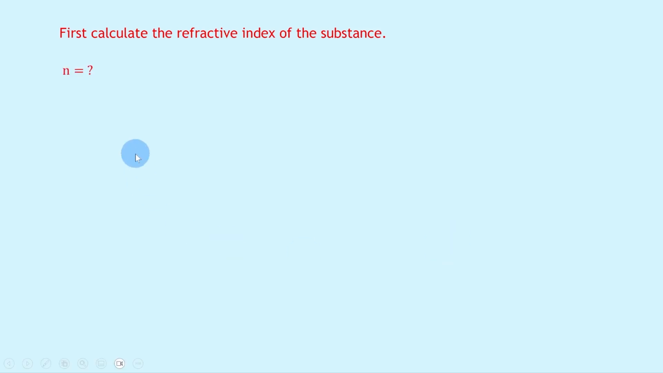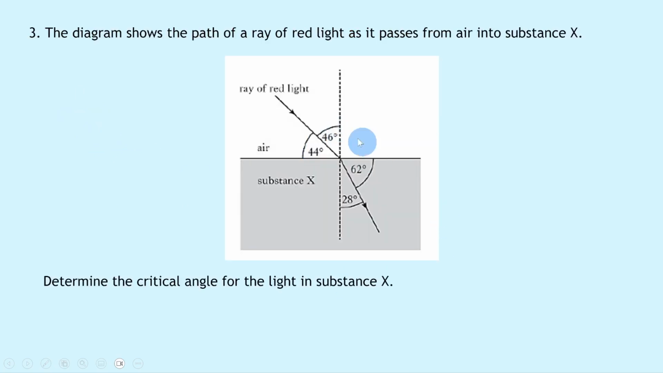So we're trying to find n. First of all, we know that theta 1 is 46 degrees and theta 2 is 28 degrees. So looking back at the picture, there's our angle of incidence, our angle in air, theta 1, which is 46 degrees, and our angle of refraction here is 28 degrees, measured between the normal and the refracted ray, and that's in the denser medium, which is unknown here. So we've got theta 1 is 46 degrees and theta 2 is 28 degrees.